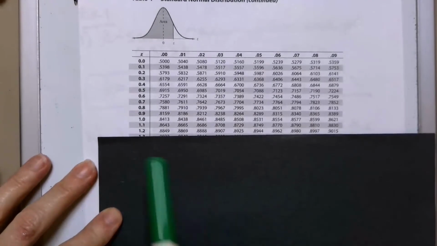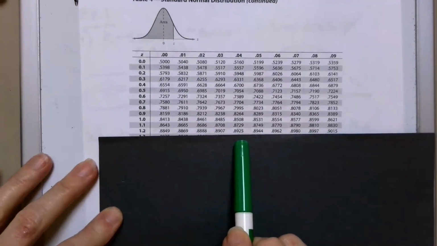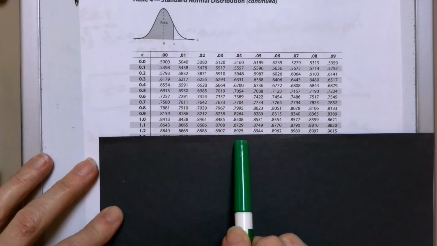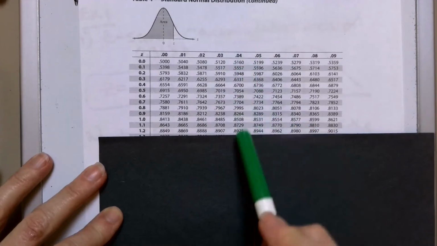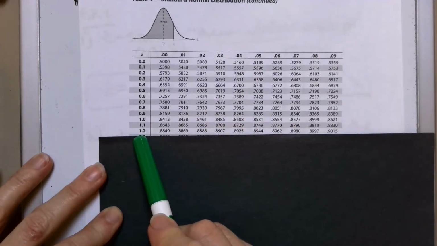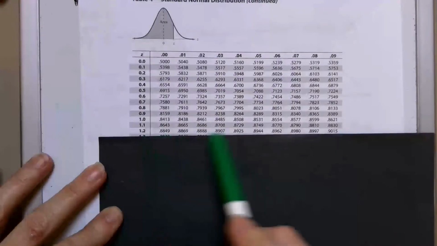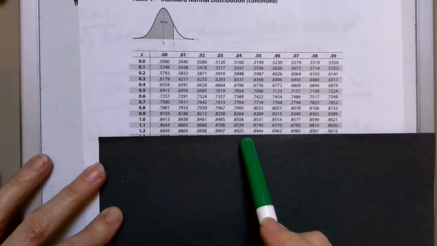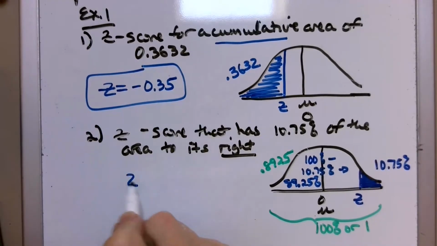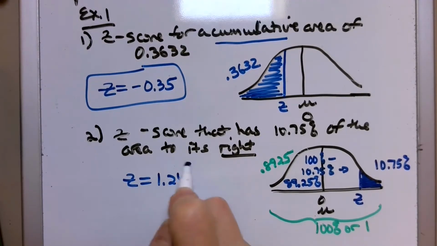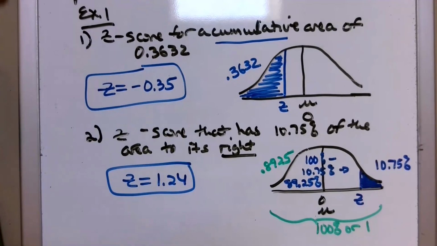And again, there's an exact match above my green pen here. There's an exact match here at 0.8925. This is in row 1.2, and you have to look up to get the hundredths place, which is a 4. So 1 for the ones place, 2 for the tenths place, and 4 for the hundredths place. So the z-score that matches that would be a z-score of 1.24. That has 10.75% of the area to its right and about 89.25% of the area to the left. Again, we always have to look up the area to the left.